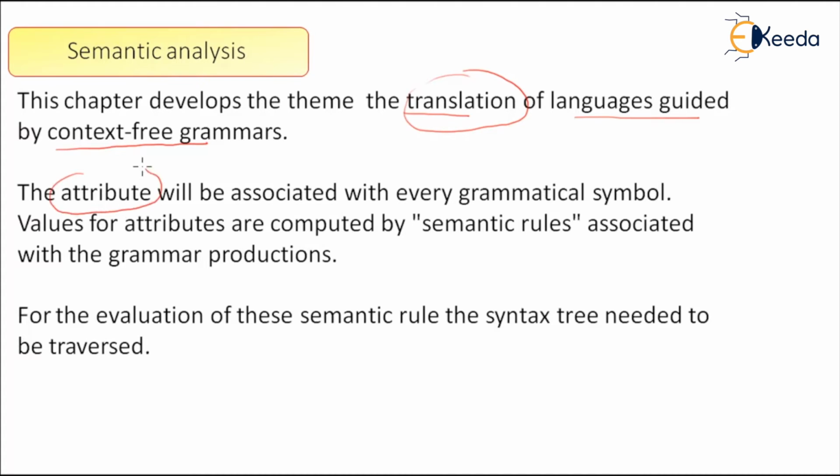The attribute will be associated with every grammatical symbol. Okay, now here that time attribute may have been a confusing term, but attributes are associated with every grammatical symbol. And now this is the new term: semantic rules are associated with each production rule. Okay, so now here I will not go into detail of this semantic rule. When we talk about this chapter later, I will tell you what is the meaning of this semantic rule.